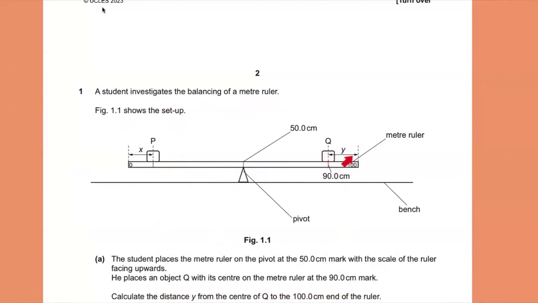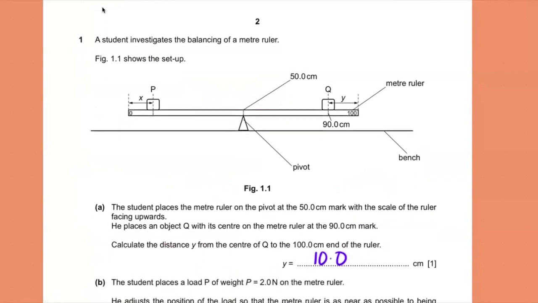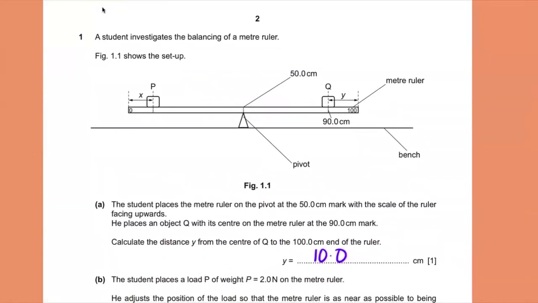So from 90 to 100, this is your y, which would obviously be 10. But keeping into account that this can be read to one decimal place, I would write this as 10.0.